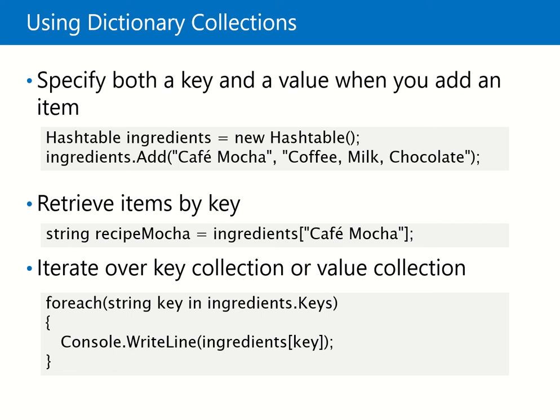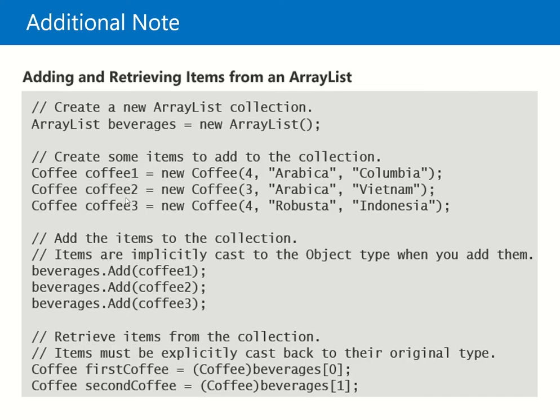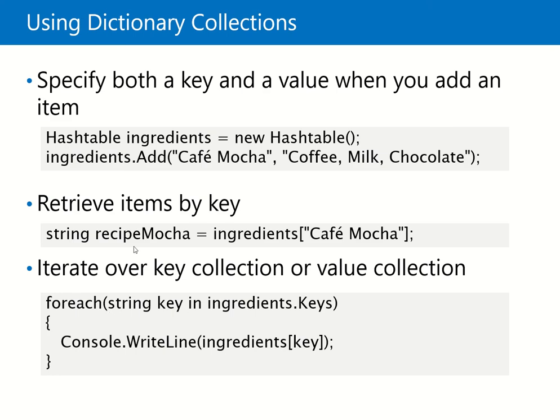So this is the example. You create a hash table called ingredients, and instantiate or construct it with new hash table. Now you have a variable called ingredients, which is a hash table. Similar to the array list, you can add values inside it using dot add. So ingredients dot add. I want to add a key value pair of cafe mocha. This is the key, and this is the value.